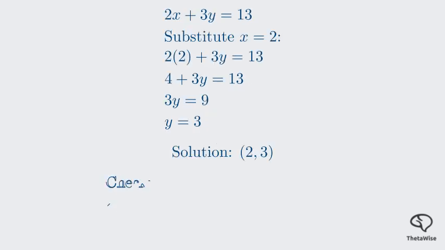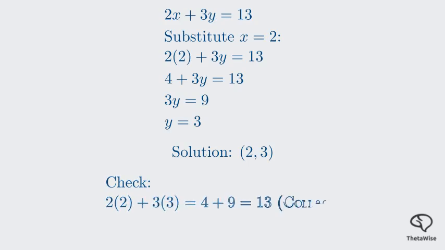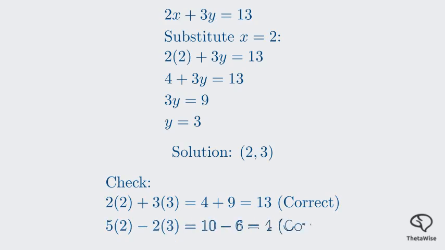Let's check. 2 times 2 plus 3 times 3 is 4 plus 9, which is 13, correct. 5 times 2 minus 2 times 3 is 10 minus 6, which is 4, correct. The solution is verified. Let's recap the steps for the elimination method.